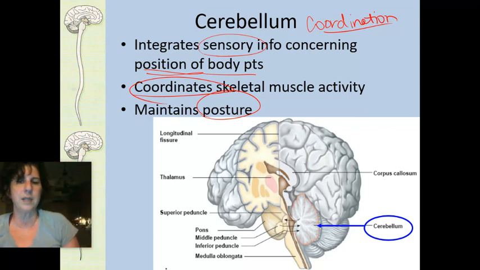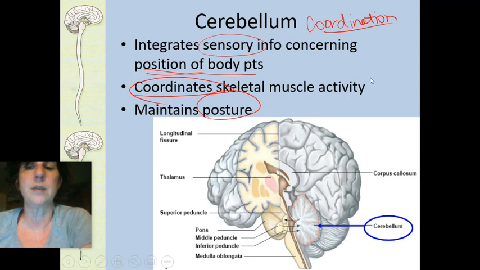Along with that, we're going to see posture as part of that too. So, how are we sitting? How are we standing? That is all coordinated with the cerebellum.